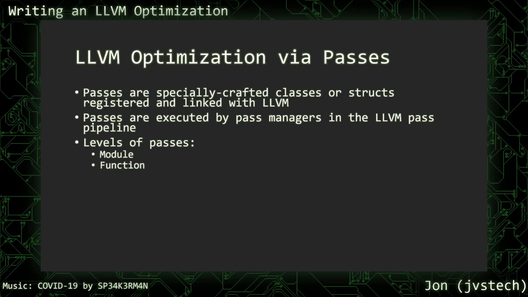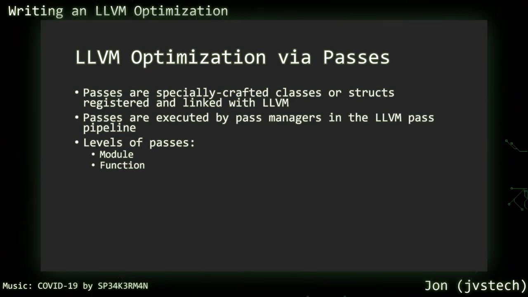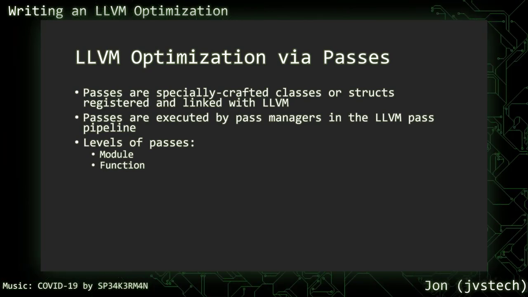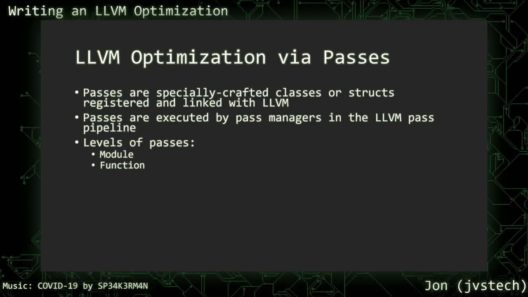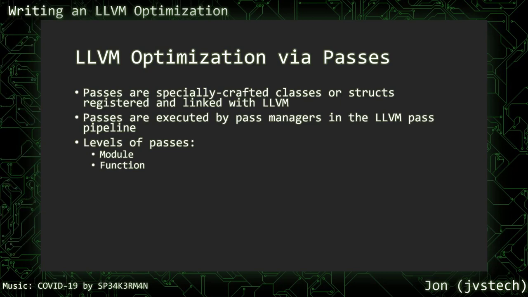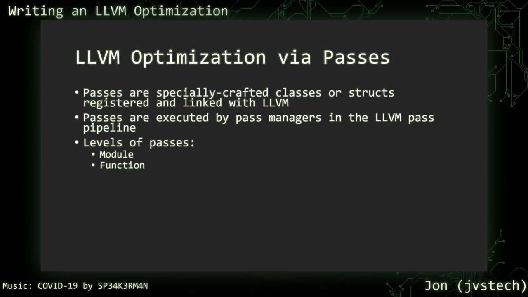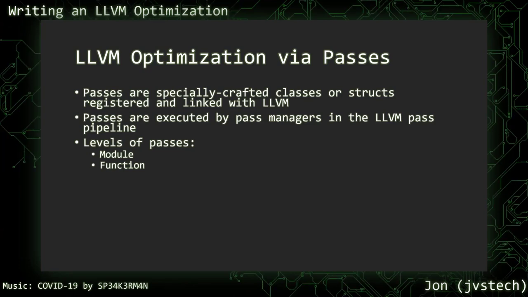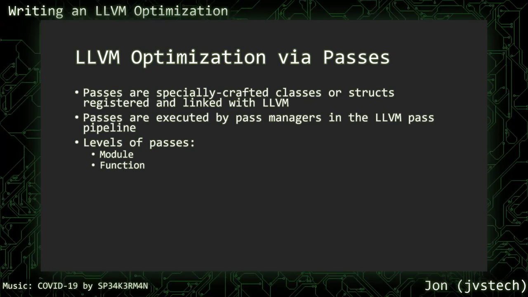There are different scope levels for each pass. Module level passes operate on an entire module and are executed once per module. Function level passes operate on individual functions within a module, and are therefore called once for each function. They can operate on other values in the module outside of the function they're given, but this is de facto unexpected behavior and should be avoided.